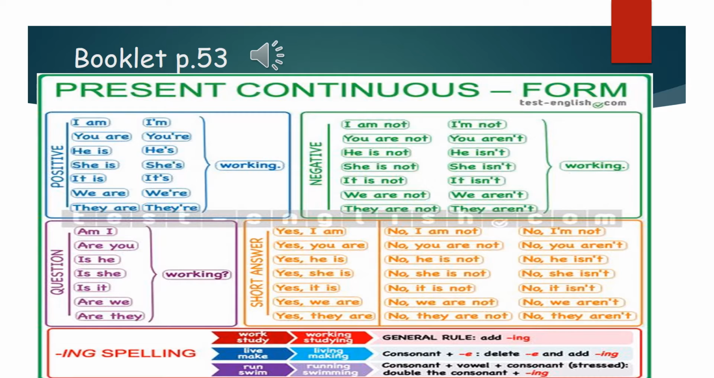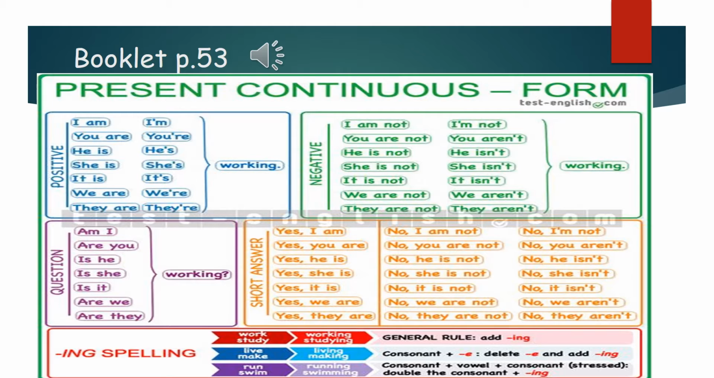Okay, look at this. About run, about swim, if I have a CVC verb, what do I mean by CVC? Consonant plus vowel plus consonant. What shall I do? I will double the last letter. Run, it will be running. I write N, I double the last letter, so I write double N. Swim, swimming, it's a CVC, so I double the last letter M, it will be swimming. Okay, any problem with this?